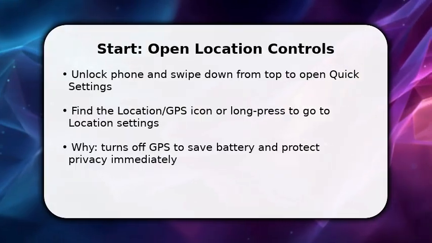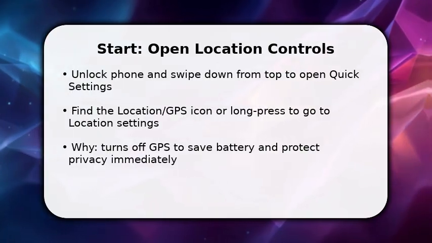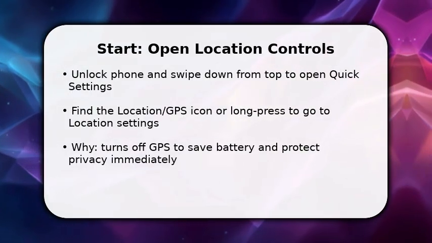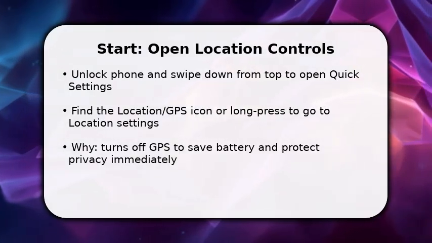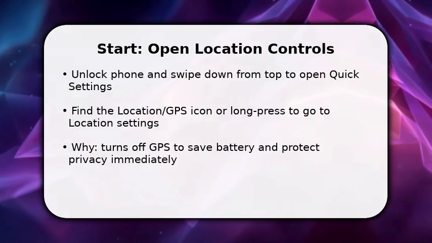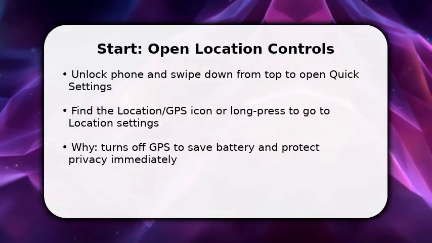You start by unlocking your Android and pulling down the Quick Settings shade. Once visible, spot the location or GPS icon, tap it to toggle quickly. If you need more control, long press the icon to jump directly into location settings. This gets you out of the way fast so you can change system and app access.